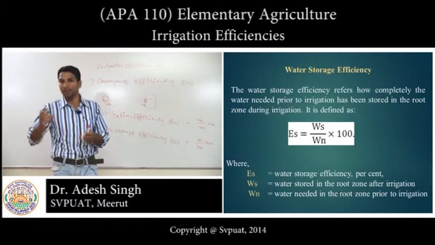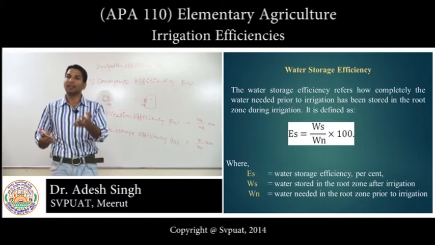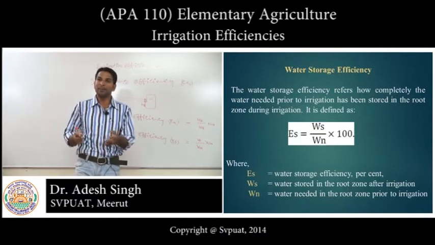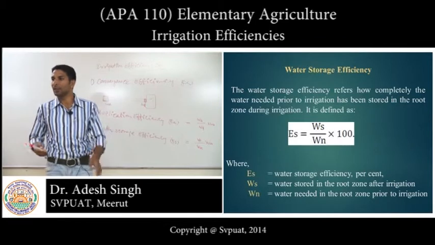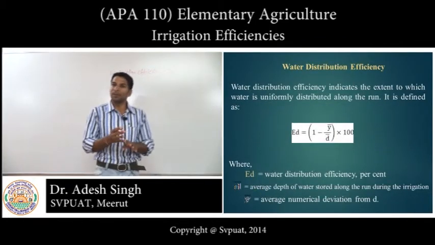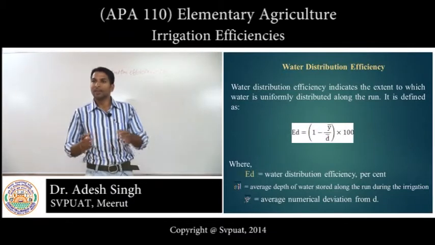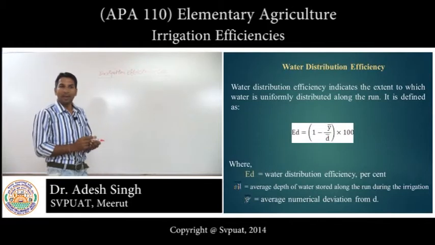Say for example, if the soil is coarser in texture or sandiness is more, then the storage efficiency is less. If clay or the fine particles are more, then storage efficiency is quite high. Then when the water is applied into the field through irrigation, the distribution of water is not even.